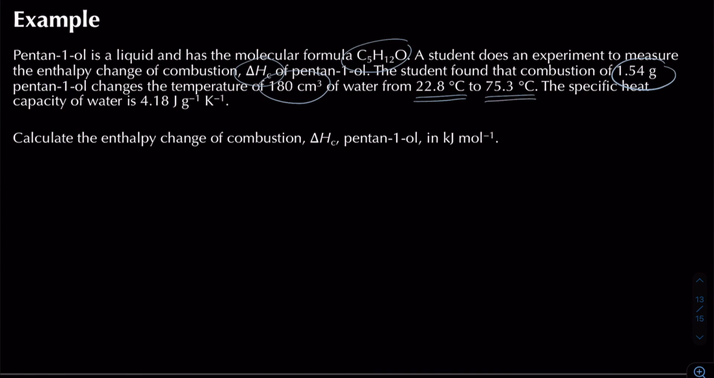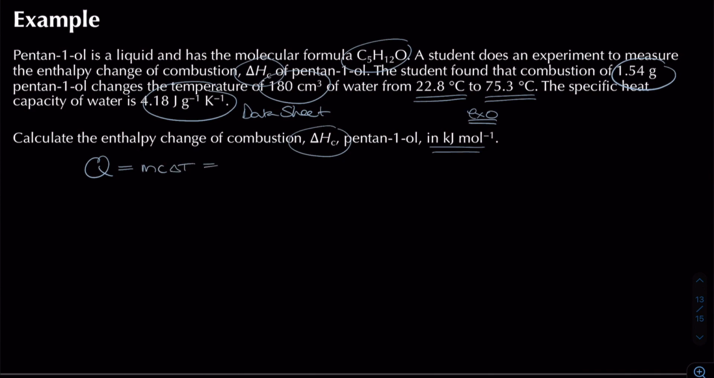Now we know straight away that this is going to be exothermic because temperature is increasing. We're told the specific heat capacity of water is 4.18 joules per gram per Kelvin, but just remember this value is given on your data sheet as well, in every exam. We need to calculate the enthalpy change of combustion, delta HC of pentan-1-ol, in kilojoules per mole. So the first thing is to calculate the energy released in this exothermic reaction, which is Q equals mc delta T.